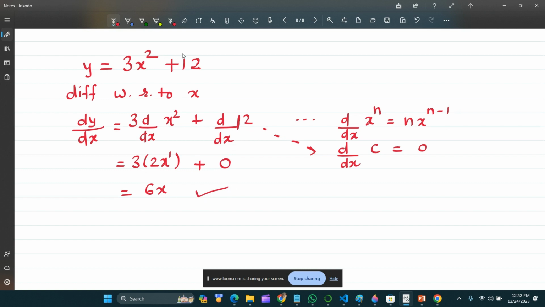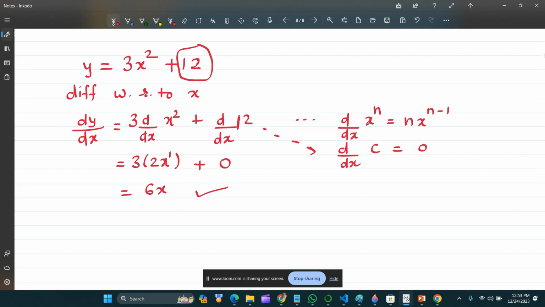Now you can see, whatever the number, 2, 12, 120, 1020 or whatever, their derivative will be 0 and the answer will be the same. Therefore, this constant number can change, and you still have the same answer.